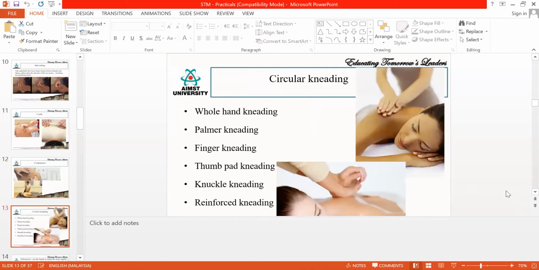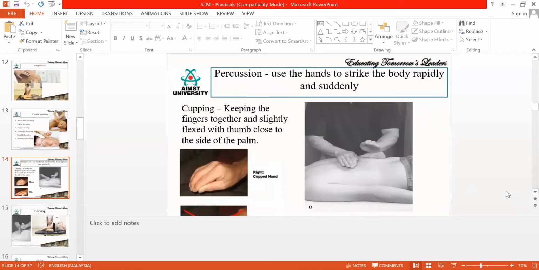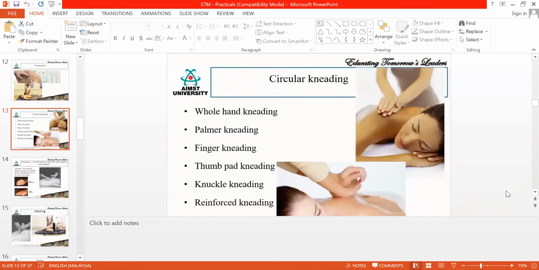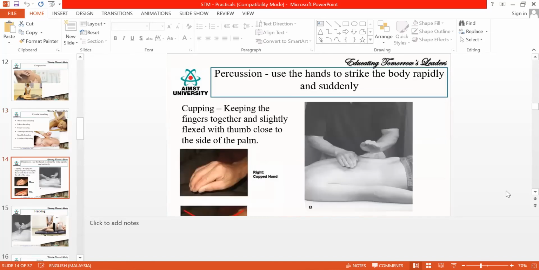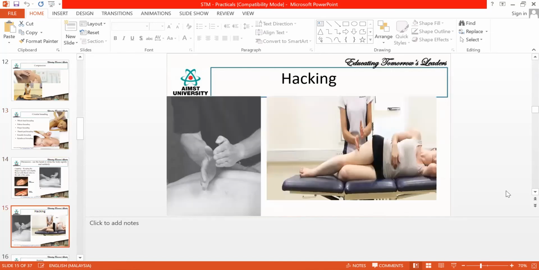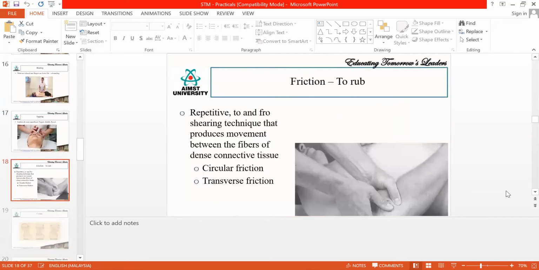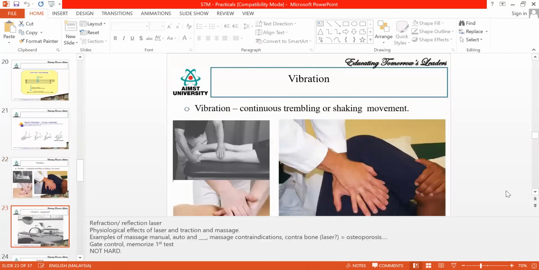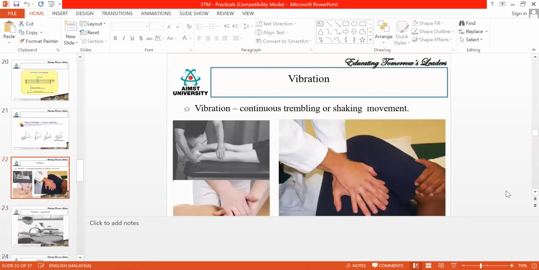Anybody practiced petrissage? Percussion? We have three more techniques, right? Percussion, petrissage and vibration. Nobody has practiced that? Other groups?